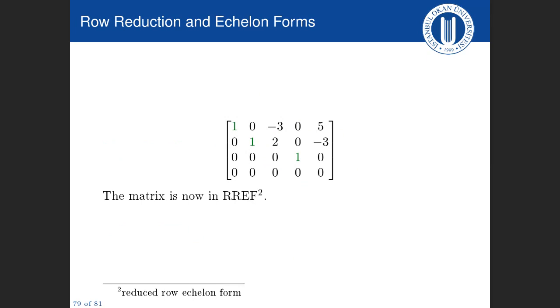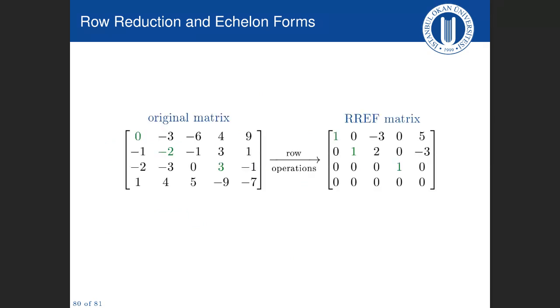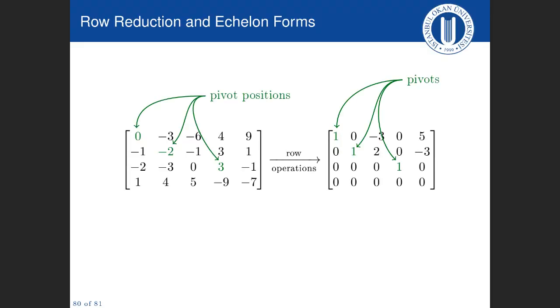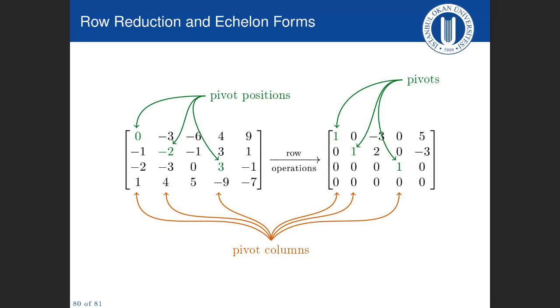This matrix is now in reduced row echelon form. So just to recap, what we've done is we've taken the original matrix and we've used row operations to obtain a matrix which is in reduced row echelon form. These number ones, being written in green, are the pivots. Going back to the original matrix, the numbers which are in the same positions, that's 0, minus 2, and 3, are called pivot positions. The columns which contain either a pivot or a pivot position are called pivot columns.